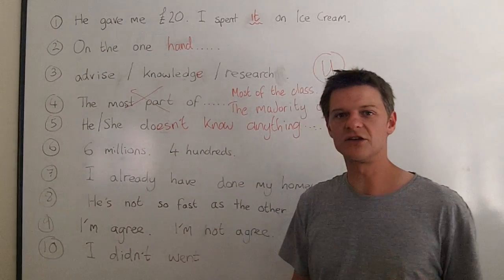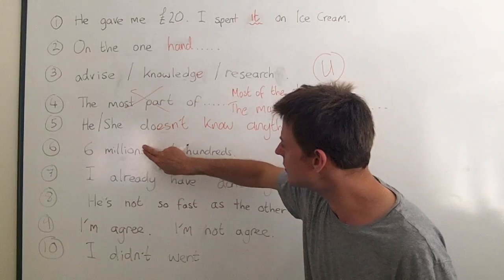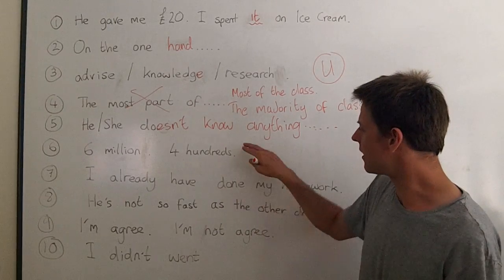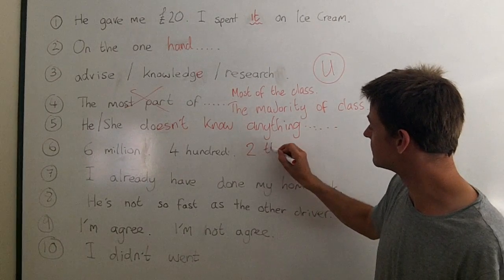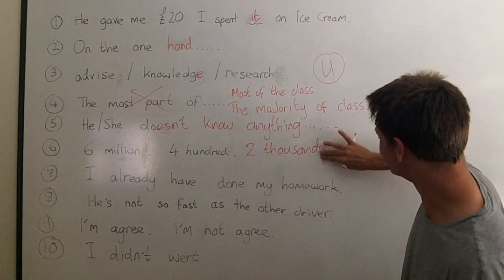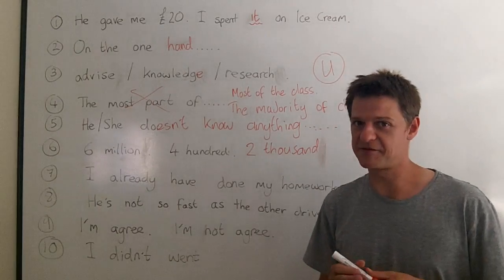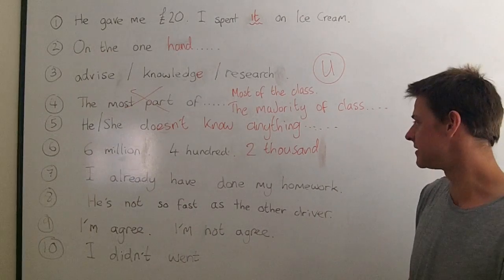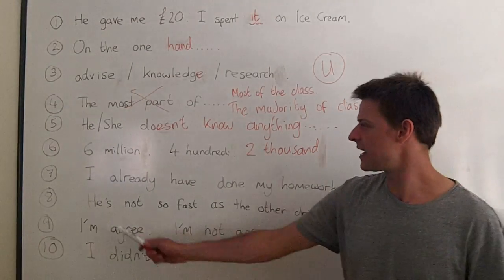Number 6, in English, 1 million, 2 million, 3 million, there is no S. 4 million, 5 million, 6 million, 100, 200, 300, 400, 2,000. Okay? Hundreds, thousands, and millions. When you put a number before them, don't make them plural. Illogical, I agree, but don't make them plural. 6 million, 400, 2,000.